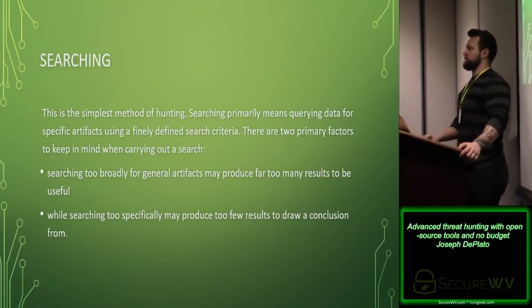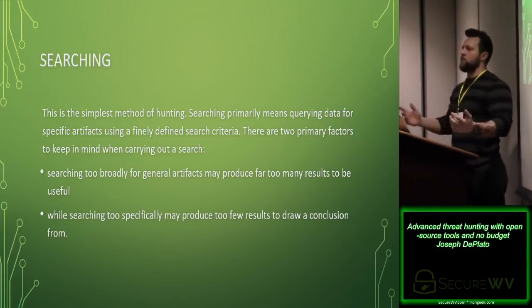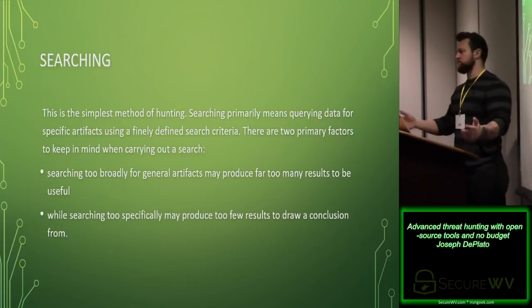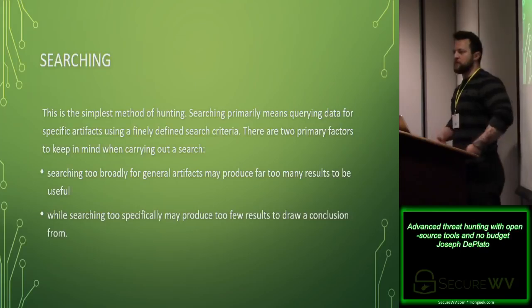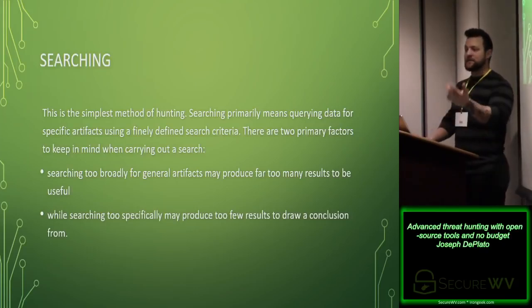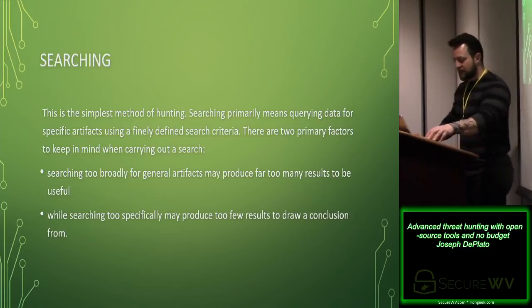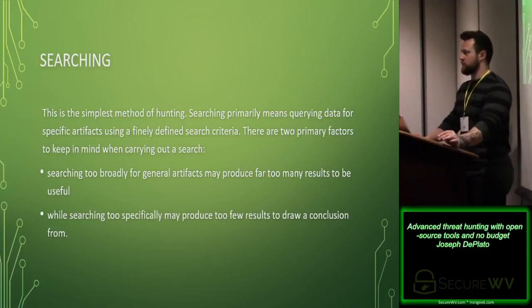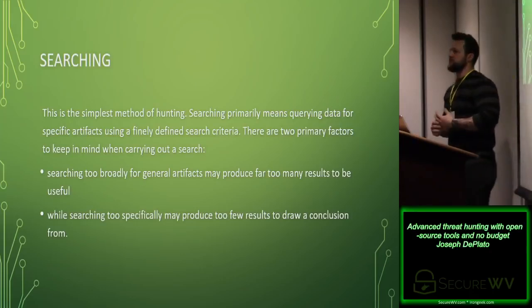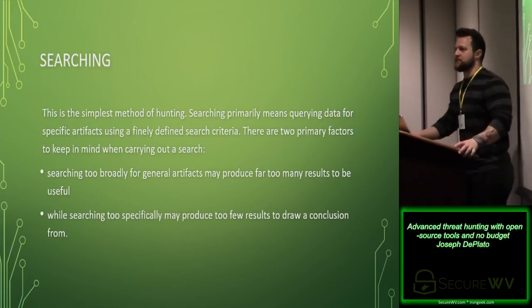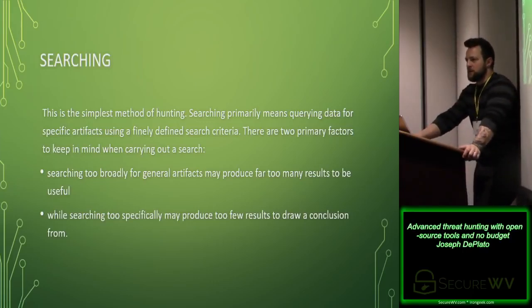It's querying data for specific artifacts using a specific search criteria. So there's two things to keep in mind here. Searching too broadly is going to produce way too many results. So for example, I want to see all 443 or SSL traffic across my network. Why? Like, it's just not going to do anything useful. Yeah, I might have some indicators that I could run and see if I'm communicating to some IOCs, but at the end of the day, it's a way too broad of a search.